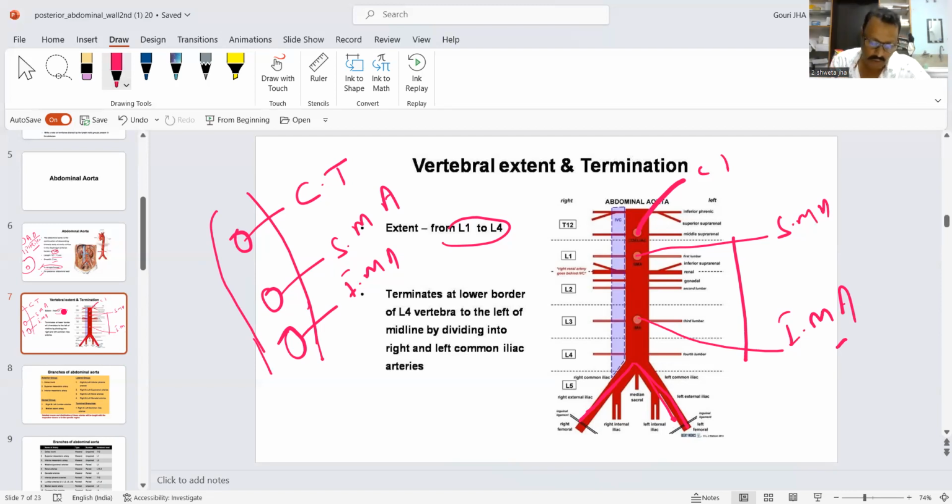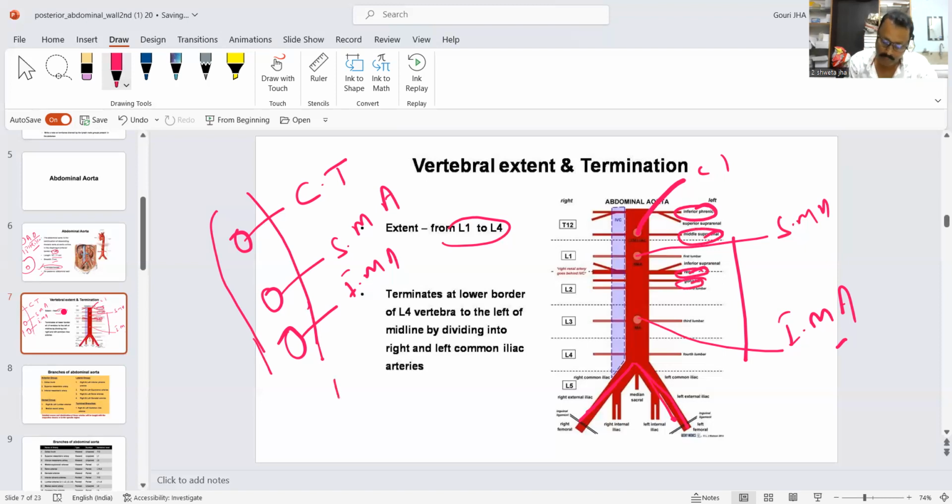Next we have to see the branches which are coming from the lateral aspect of the abdominal aorta. Here you are seeing the inferior phrenic artery, which is a lateral branch going laterally. Then we have the suprarenal artery, the renal artery, and the gonadal artery.